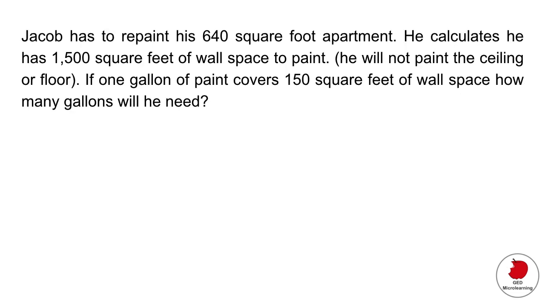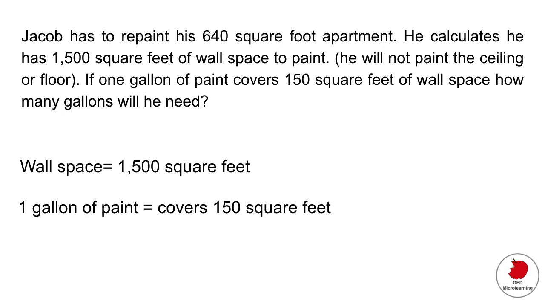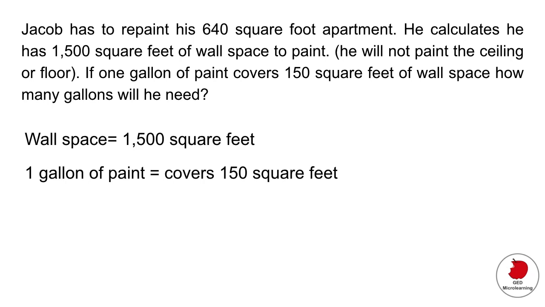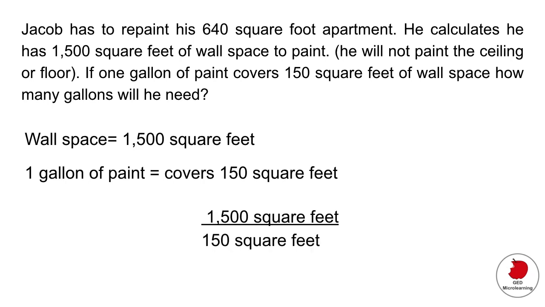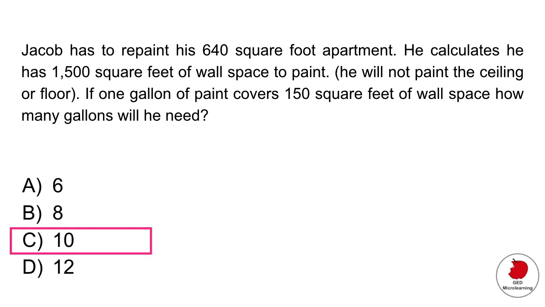All right, so first of all, let's look at the wall space. Okay, so he has to cover that much wall. And they made it easy for us because they said that 1 gallon covers 150 square feet. Okay, so all you have to do now is divide these two numbers. So you would divide the amount of wall space by the amount of paint that is covered by 1 gallon of paint. And that would give you 10 gallons of paint. Okay, so they require 10 gallons of paint to cover that amount of wall space, which is answer C.